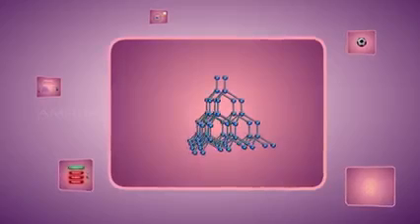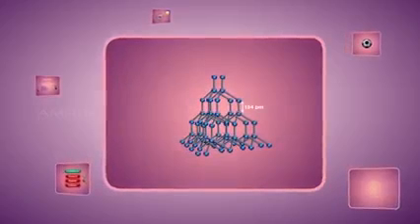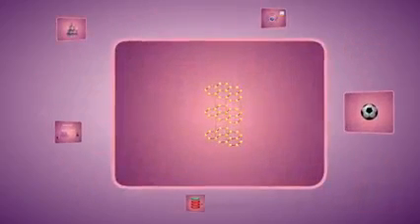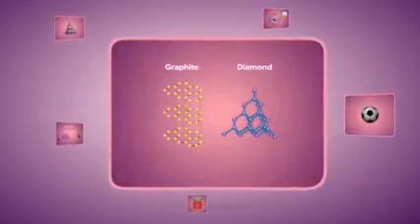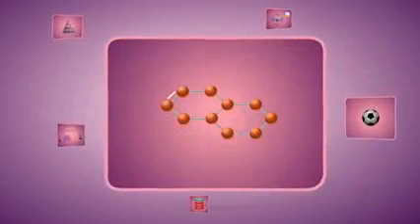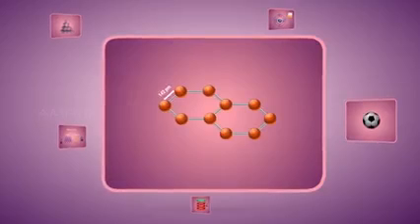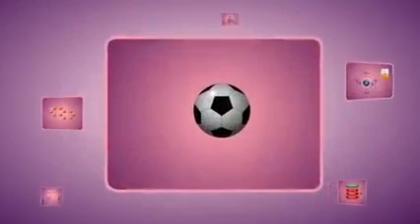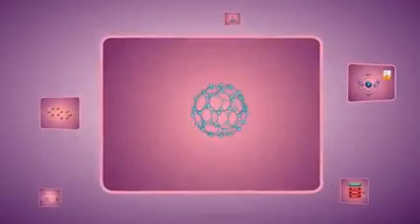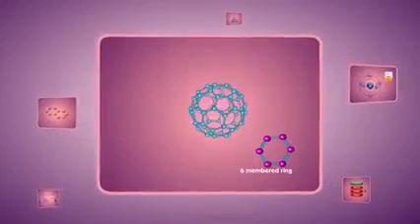Each carbon-to-carbon bond length is 154 pm. Graphite is not as hard as diamond and is a greasy substance. The carbon-to-carbon bond length is 142 pm. Fullerene resembles a soccer ball and has 6-membered as well as 5-membered rings.